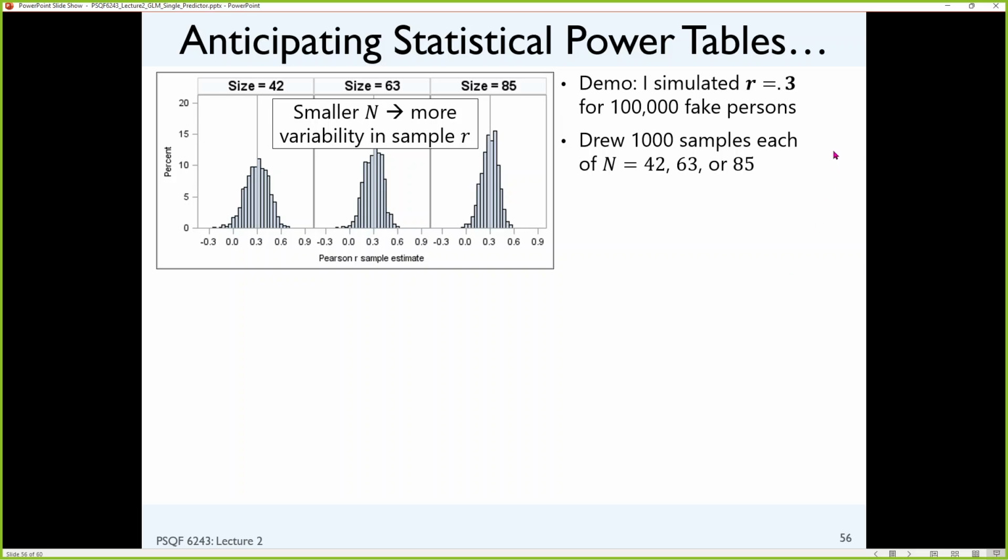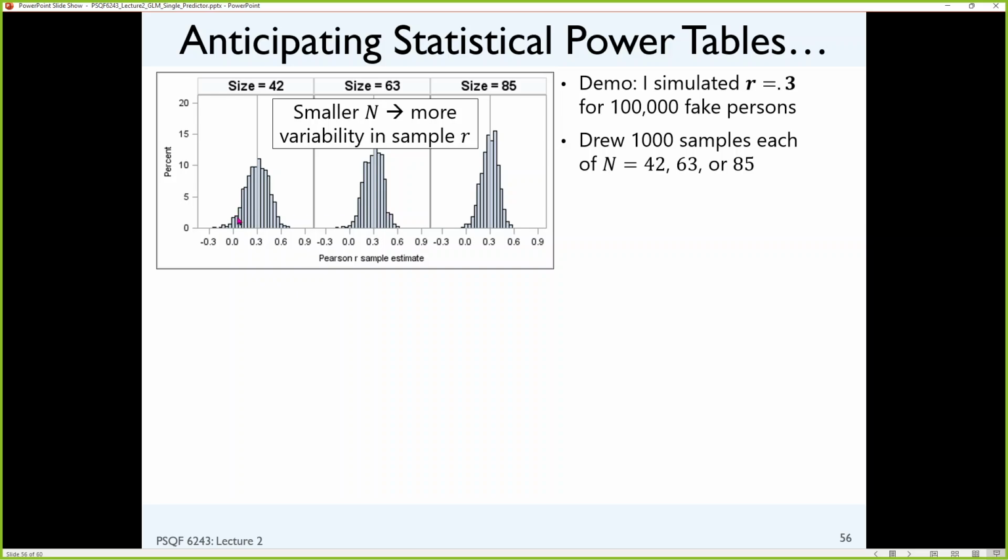So I made up data. 100,000 fake people. There is a true relationship between two variables of a correlation of 0.3. And then out of that population, the all y'all, I drew 1,000 samples of y'alls of 42 people, 63 people, or 85 people. And you might be like, that's awfully specific. Why did you pick those numbers? Wait for it. There's a reason.